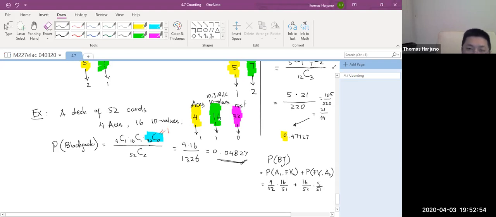Now this time we don't need to worry about the ordering. At that time we needed to worry about the order: ace first and then face value, and then face value and then ace. Now we don't need to, because when we deal with combinations, the order is not important. When I get a blackjack, it doesn't matter whether I get an ace first and then a 10 value, or a 10 value first then an ace. As long as I get that combination, I'm good. That's a blackjack. Okay, go on further.